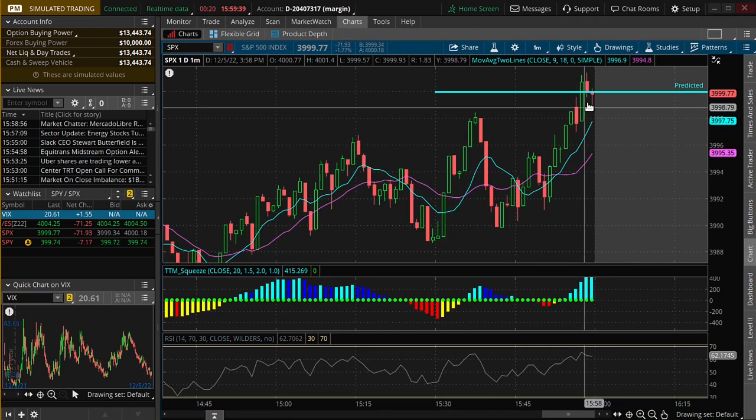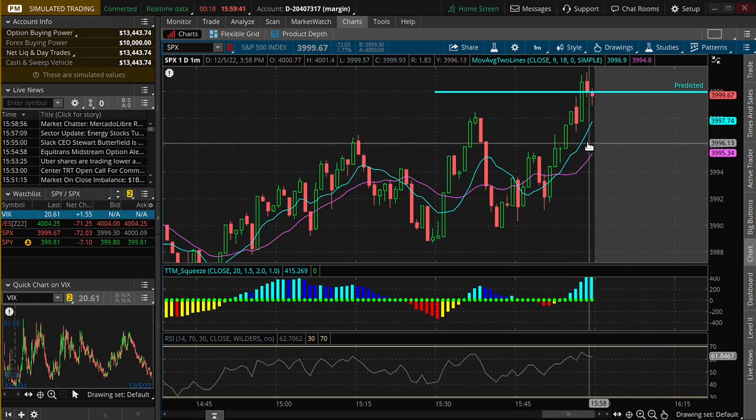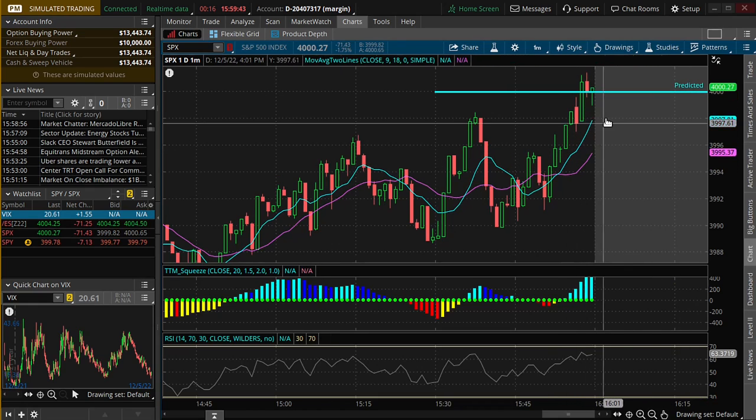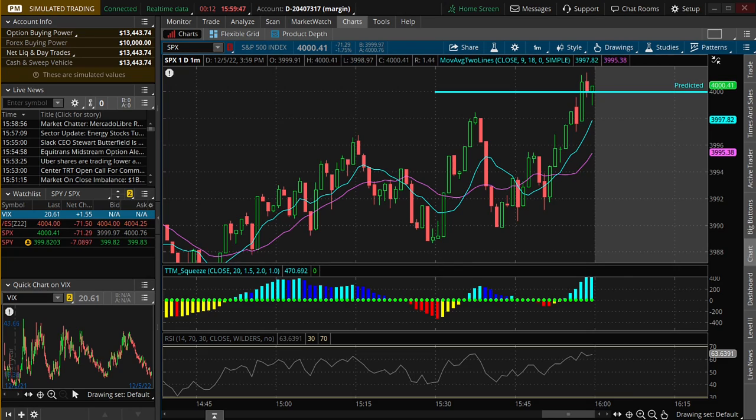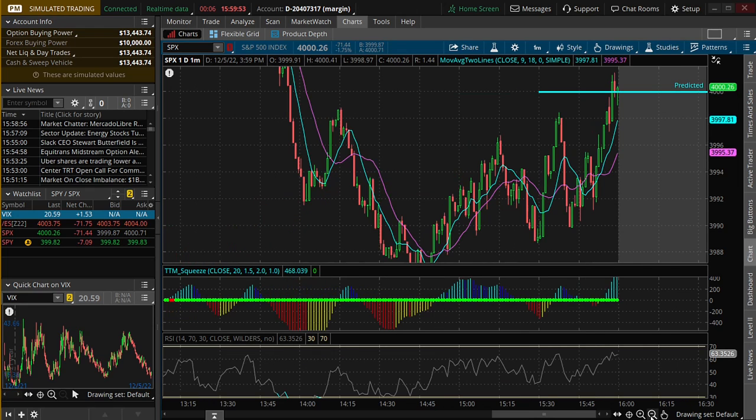You can see the price is going to hover right around our predicted close, and our trend lines are coming up. Let's wait and see what happens. And then let's do a postmortem. I'm going to zoom in here just to see how close this was to the predicted.